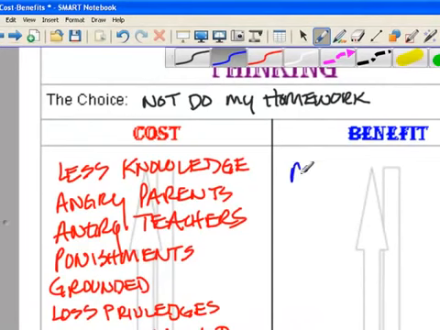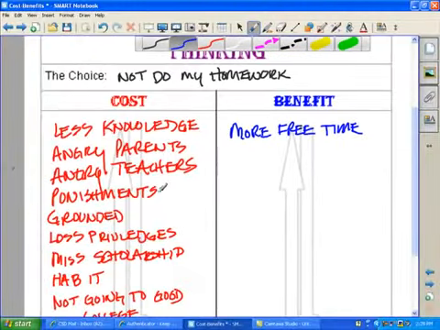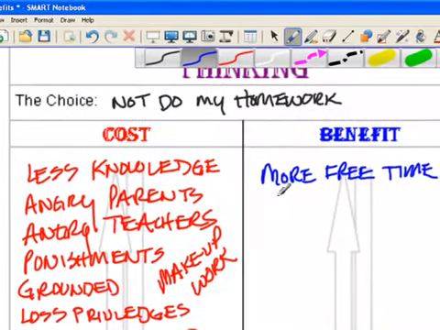Let's see. I'm going to have more free time. Now, let me ask you a logical question here. How long does the free time last? Only as long as you would have been working on the homework, right? Because what happens if you have to do makeup work? Oh, there's something we didn't write over here. Okay, we may have to do makeup work. Okay, so your free time might end as soon as your makeup work starts. Then you have less free time than you would have before if you'd just done it.